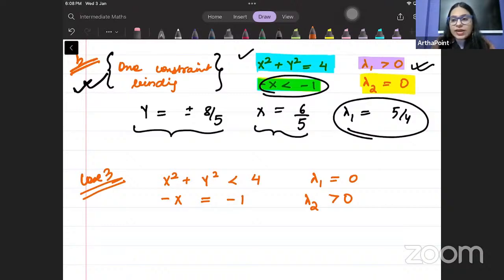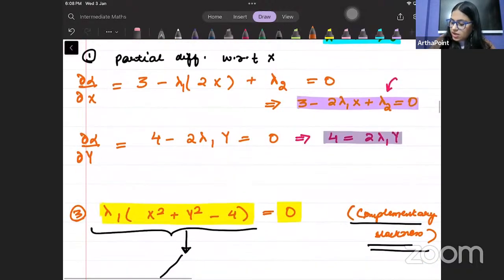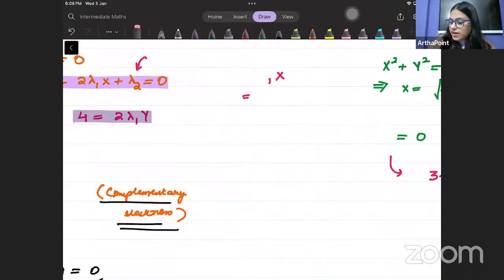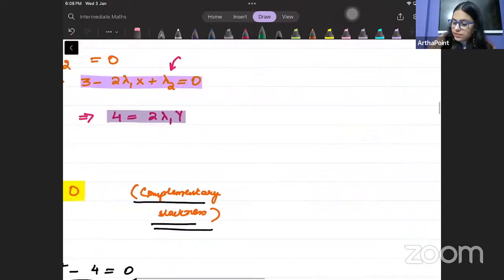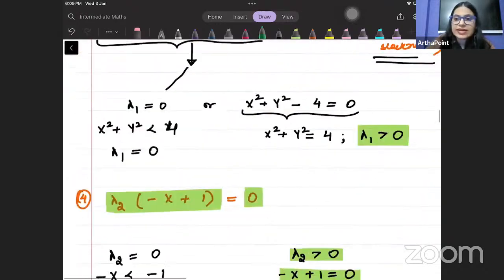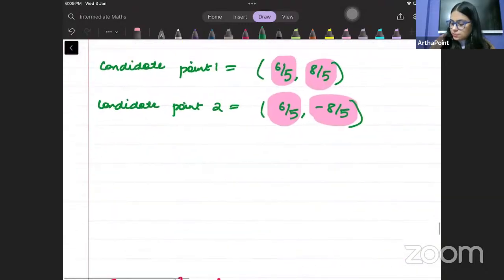ठीक है बेटा. Now I am taking this case where lambda 1 is 0. So if I just go back again to my equations that I had created and I take lambda 1 as 0, what will I go ahead and get? Let's quickly check that out. So from here, it will mean that 4 is equal to 2 lambda 1 का value 0 लिया है into y. So 4 is equal to 0. This is a contradiction. So it is not possible. It's a contradiction. So 4 cannot be equal to 0. So which means that this permutation combination is incorrect and this is not possible.